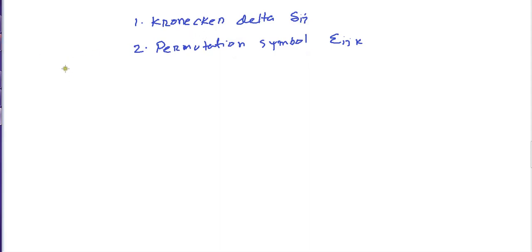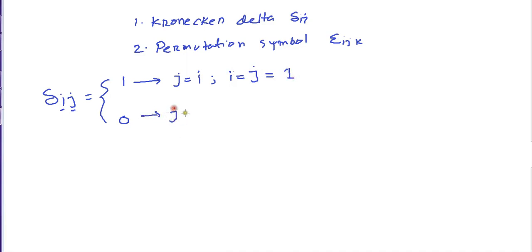So Kronecker delta is expressed by delta ij. The Kronecker delta value can be either 1 or 0. So when is it 1 and when is it 0? There are two indexes here, i and j. When the indexes are the same, that means j equal to i, or i equal to j, then we say it is 1. Otherwise, when j is not equal to i, or i is not equal to j, then it is 0.